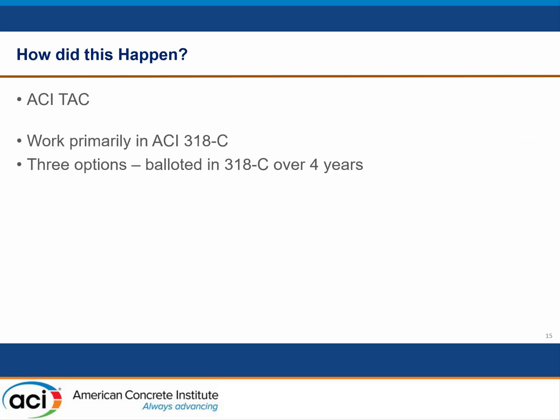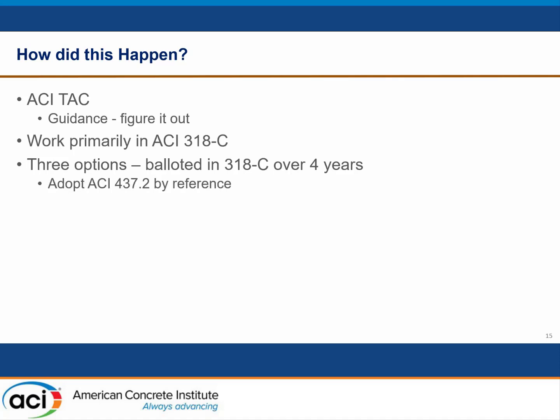How did we get there? First ACI 318 meeting, when this was discussed, somebody said, well, what does TAC think? What does ACI TAC think we should do about this? The guidance from TAC is basically, you guys are big boys, big girls, you guys figure it out. Predominant work was done in ACI 318C, and we balloted 3 different options over a 4-year period. And each time I had to go back and talk with Aaron and Paul about, is this going to work?